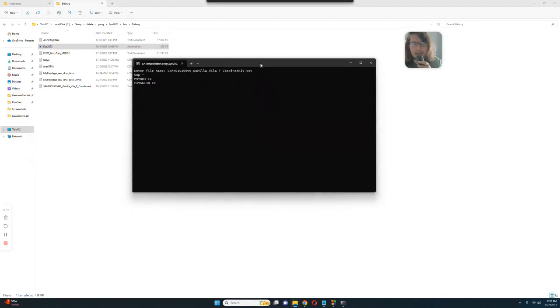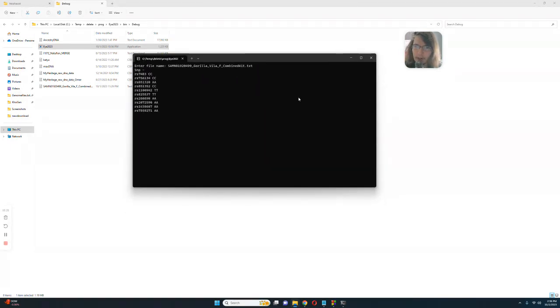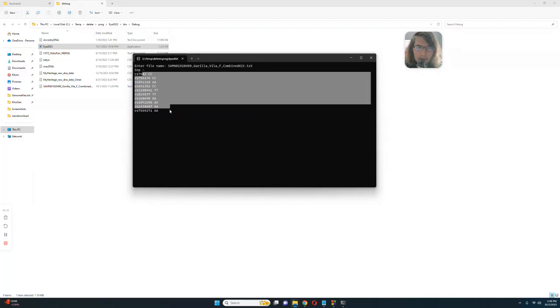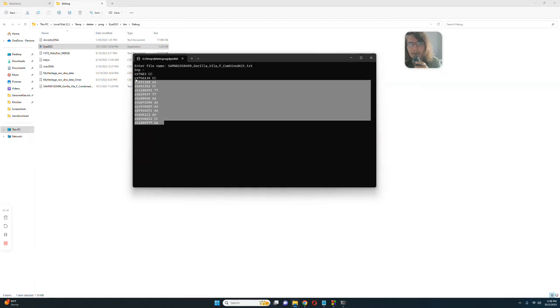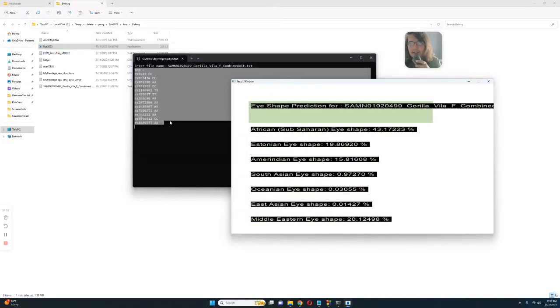Let's see what the gorilla scores. What is it most similar to in terms of genotype for eye shape? By the way, look at this. It's homozygous for everything. What this means is that there is no variation in gorillas. Every single gorilla is going to score like this. Basically, every single gorilla is going to have this exact genotype here. There's no point running any other gorilla through this calculator because there is no variation in their species. It's scoring 43% Sub-Saharan African, Estonian, Amerindian. It's not scoring any East Asian, and it's not scoring any Oceanian.